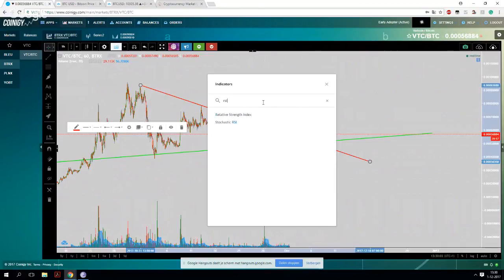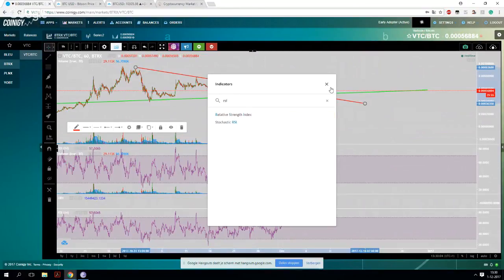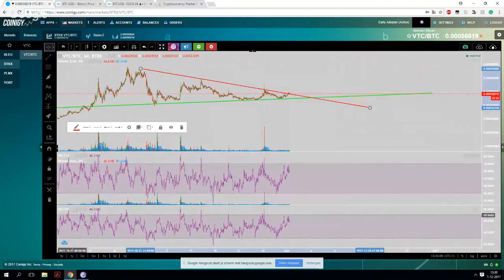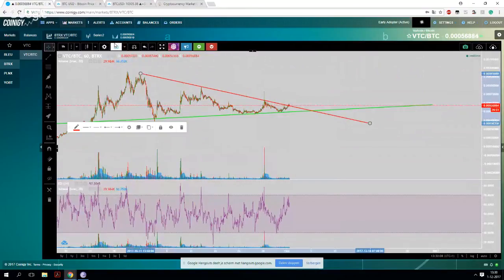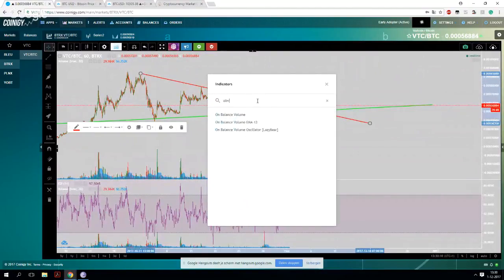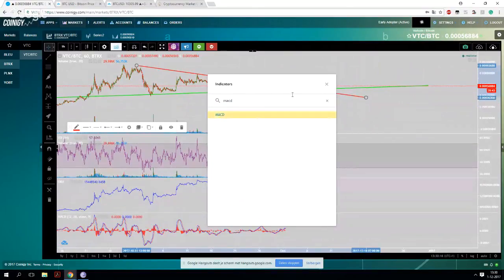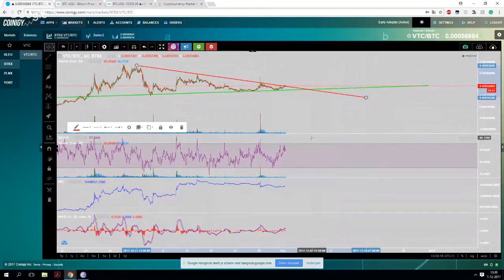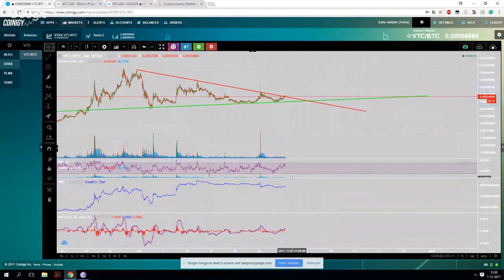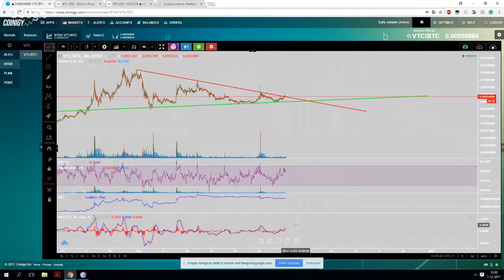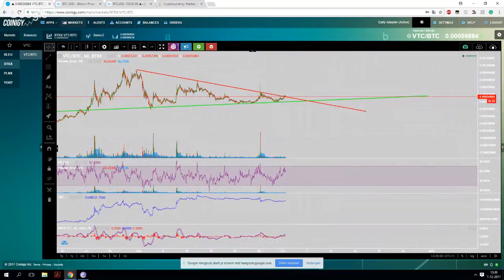RSI. Oh, now I have two RSIs. Three actually. Four. Very important for this. Let's see what we got here. The thing that worries me a little bit is that the hourly RSI is pretty close to being overbought, which would be pretty bad.